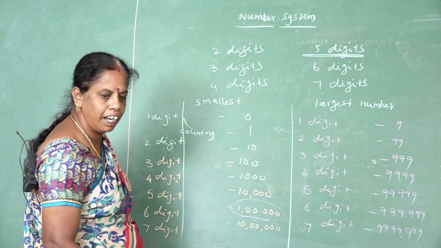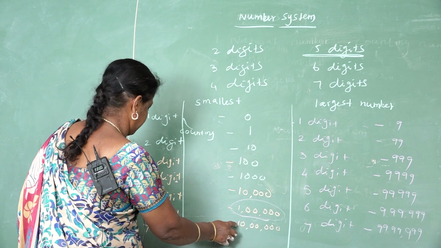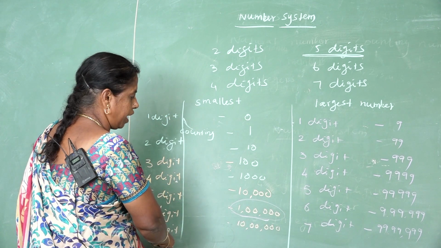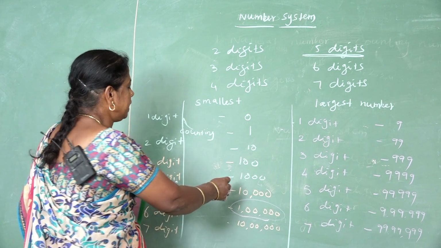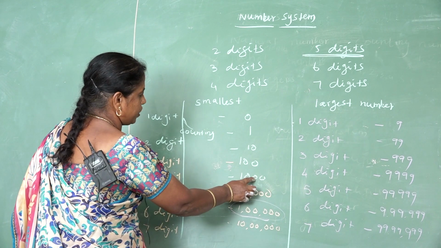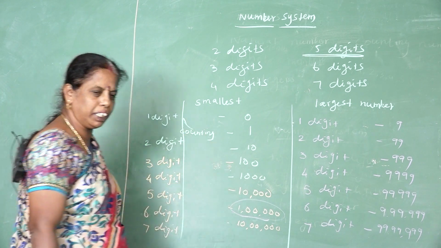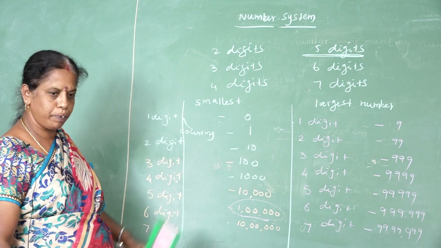Now, how many digits are in 10 lakhs? Come on, I'll count it. 1, 2, 3, 4, 5, 6, 7. So how many digits are in 10 lakhs? 7 digits. Now, how many digits are in 1,000? Come on, you count it. 1, 2, 3, 4. 4 digits. Okay, now do you know from this table?